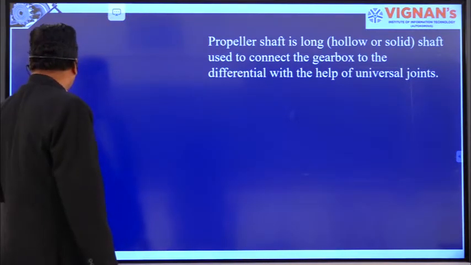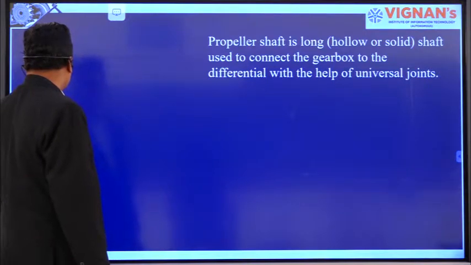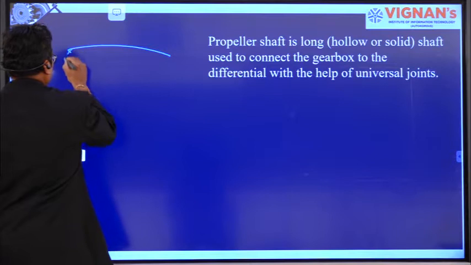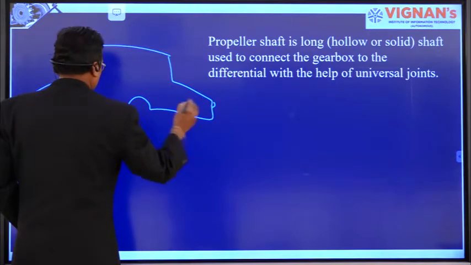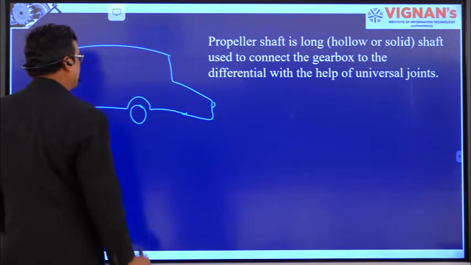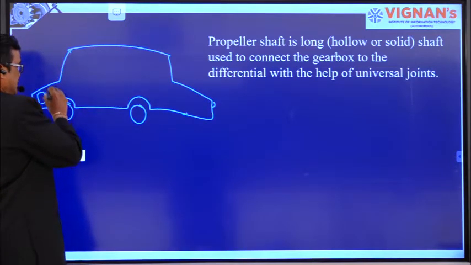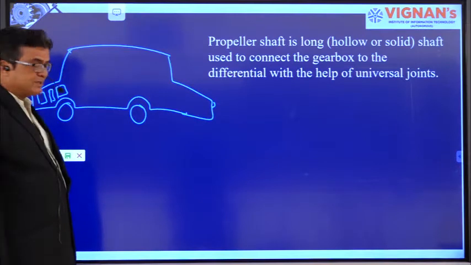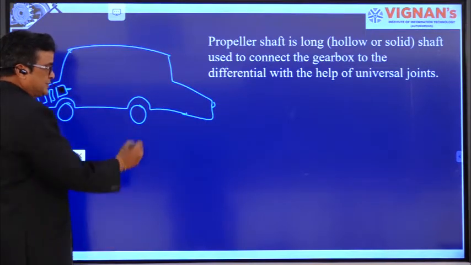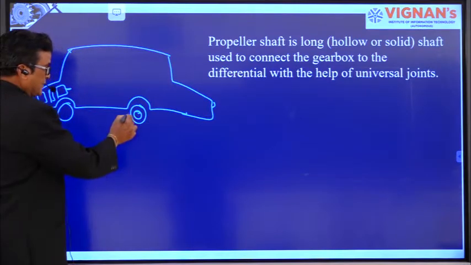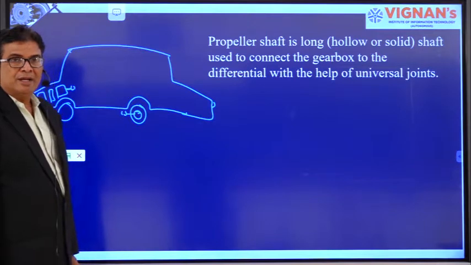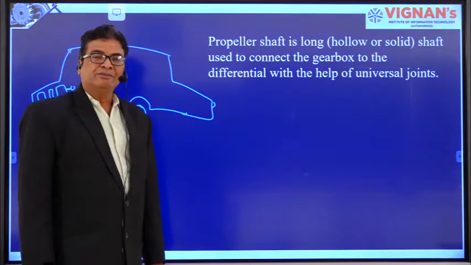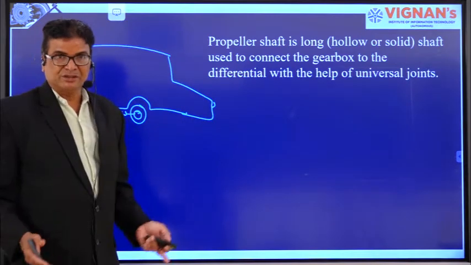So in the automobile, if you see the automobile, the engine, after the engine the clutch, after the clutch is the gearbox, and the gearbox's power is to be connected to the rear axle by connecting a long shaft, right, and the shaft should be made with more strength and less weight, right.